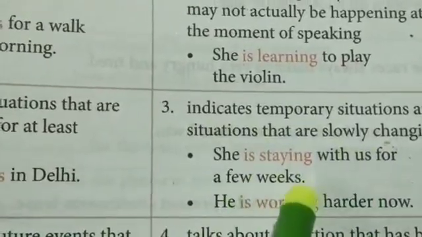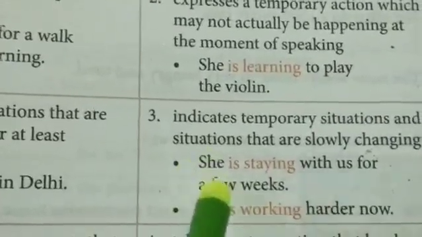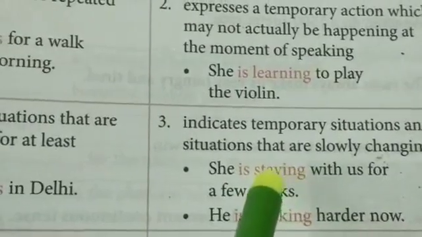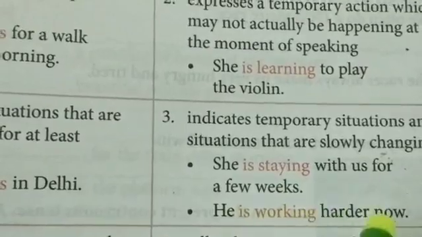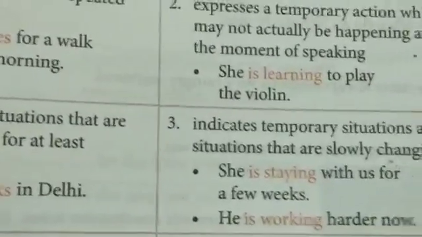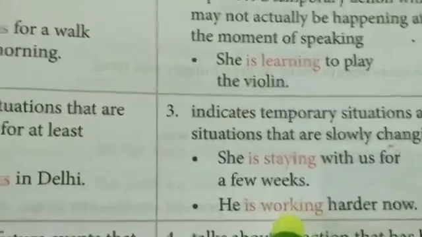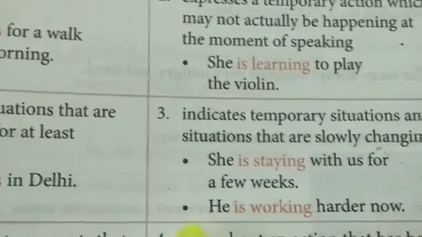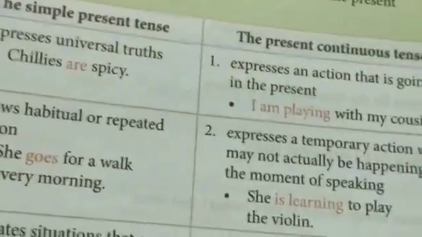Like she is staying with us for a few weeks. After a few weeks, she will move on. So for this temporary situation, we'll use what? Present continuous tense. He is working harder now. Earlier, whatever he used to do, he was lazy or never worked hard. We don't know. But now he is working harder. So he is putting in more effort. So for these, we are using present continuous tense.